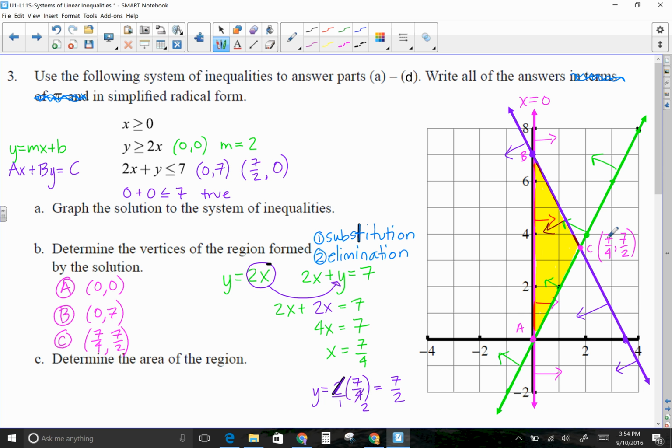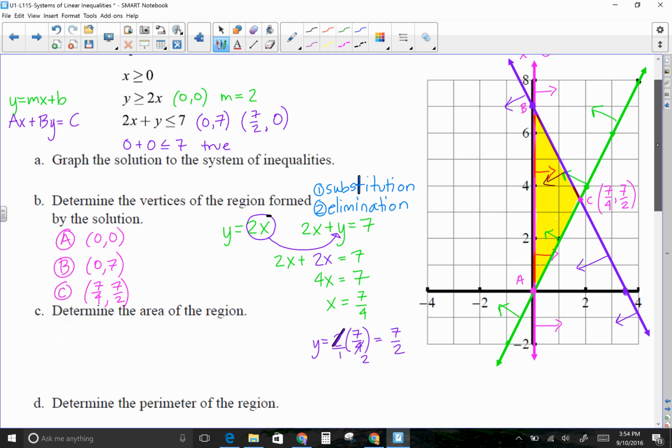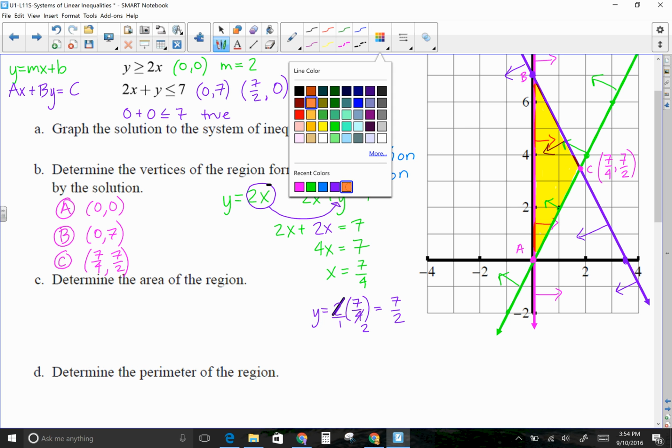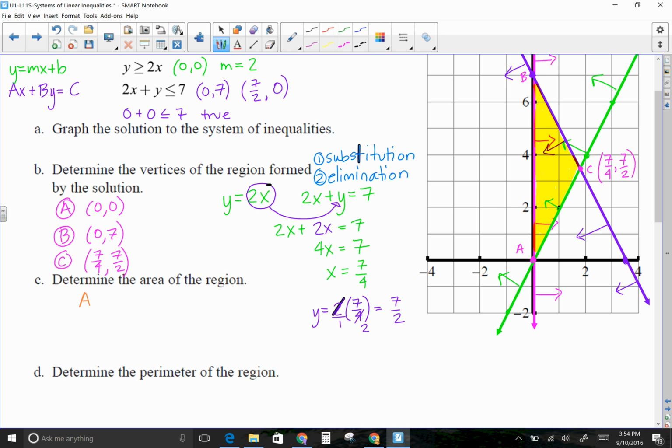So that looks like an acceptable answer, and we'll go with that. Okay, now we have to determine the area of the region. What shape is this region? The region is a triangle. How do we find the area of a triangle? It's 1/2 base times the height.